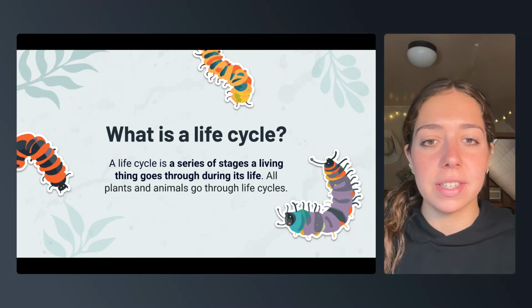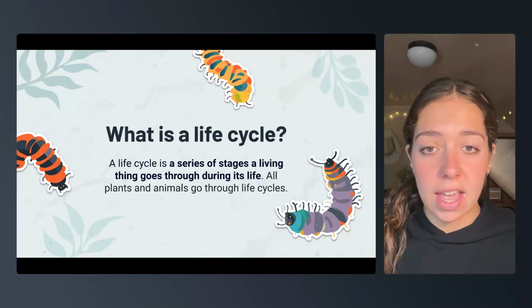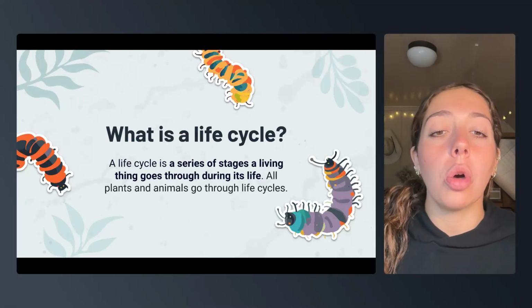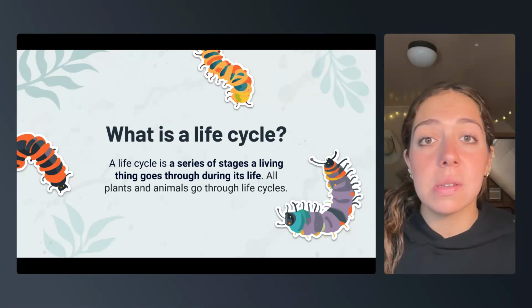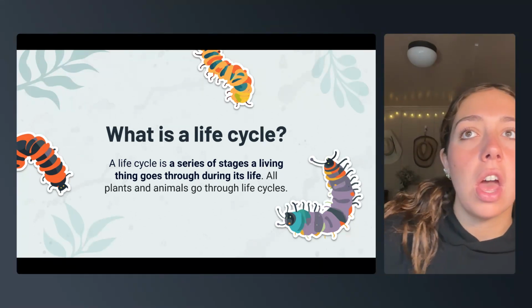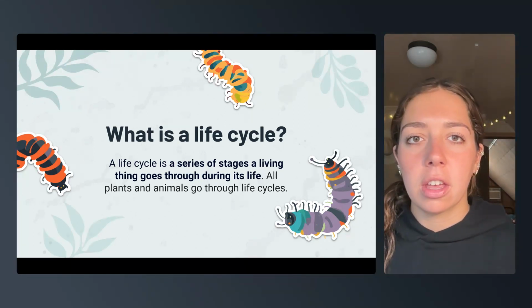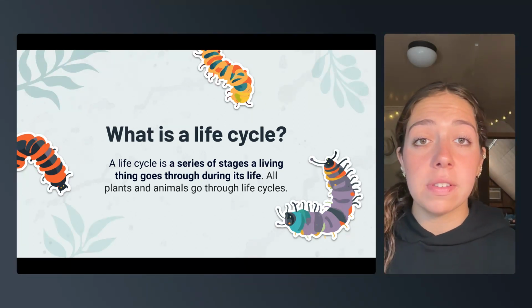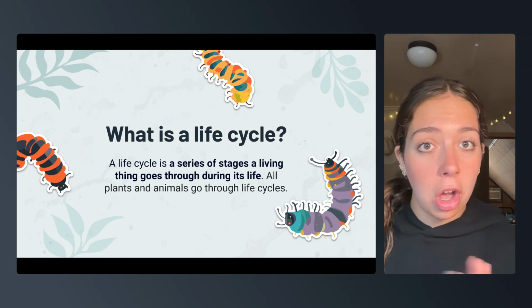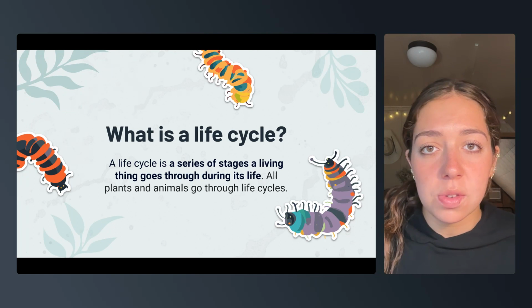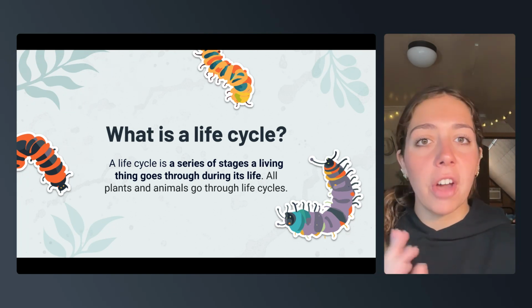A life cycle is a series of stages a living thing goes through during its life. All plants and animals go through life cycles. That means me and you go through life cycles, the trees outside go through life cycles, the bees go through life cycles, any animal, your dog, it goes through a life cycle. So this is important for us to know because it helps us learn more about the environment around us.